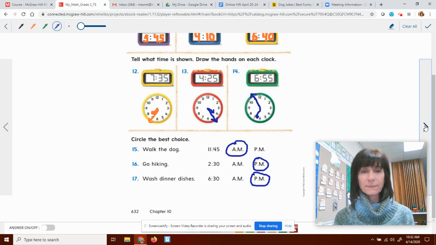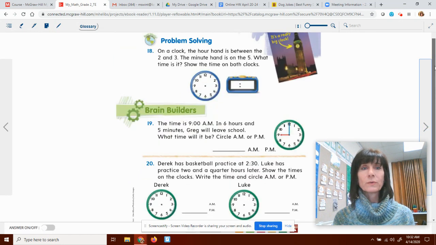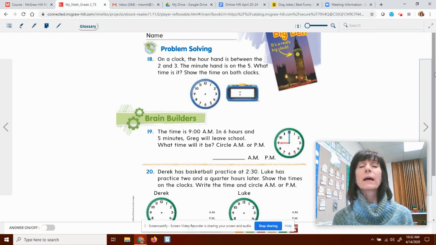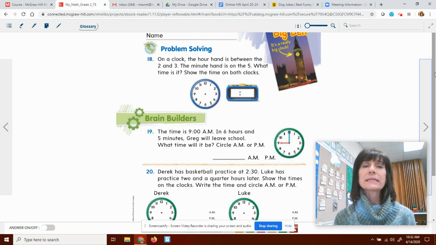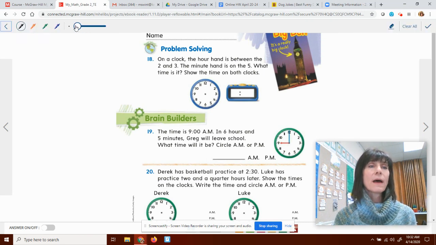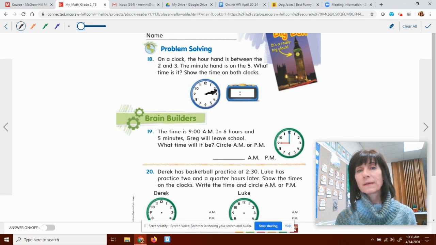Let's go ahead to the next page. On the next page, we have our problem solving. On a clock, the hour hand is between the 2 and the 3. The minute hand is on the 5. What time is it? So I simply need to draw this to make my illustration. So between 2 and 3, okay, we've got between the 2 and the 3. I've got the minute hand then. We'll put it on the 5.